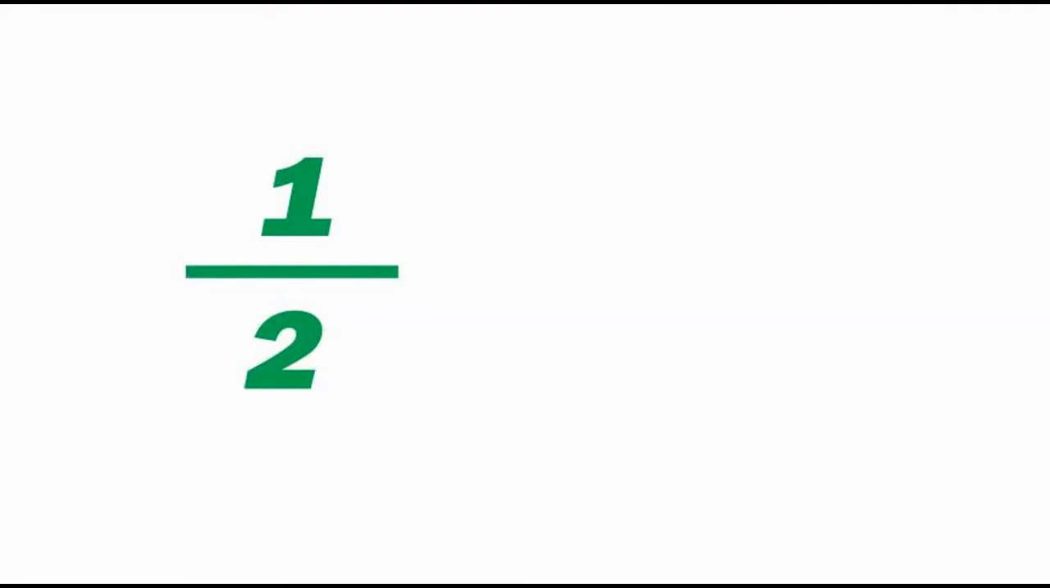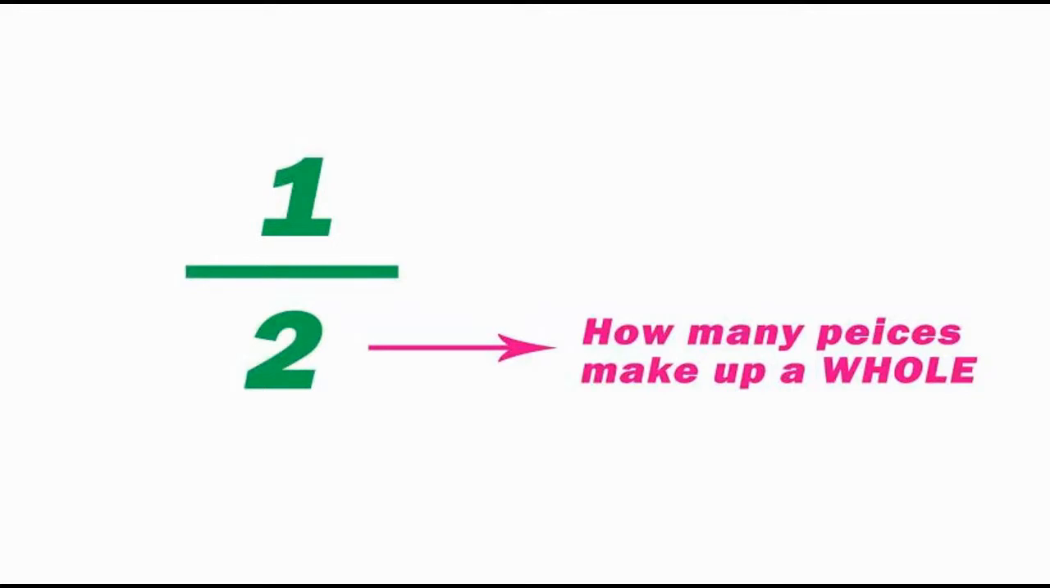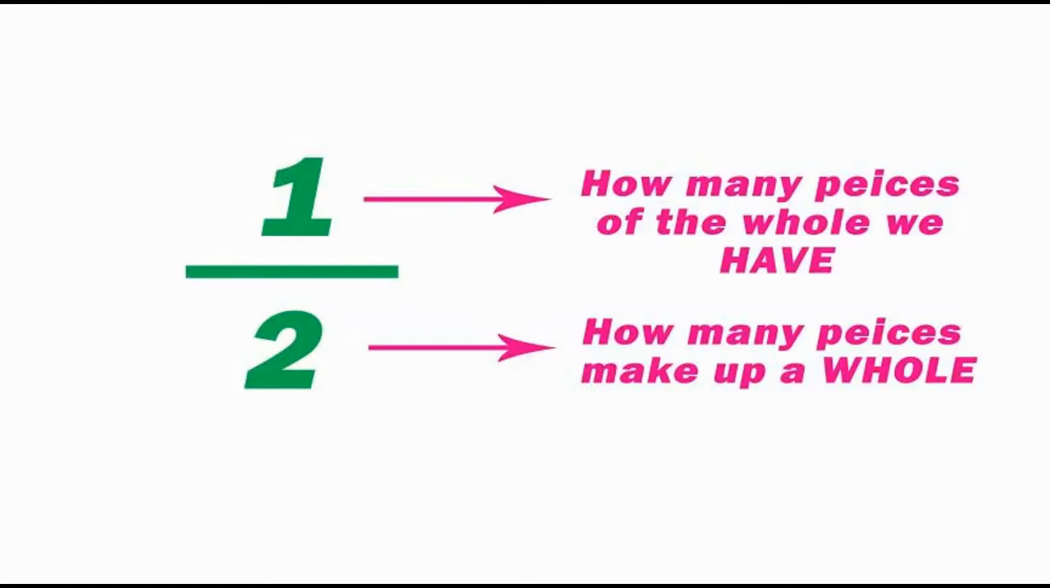We had 1/2 of a cookie. That fraction looks like a 1 over a 2. We know that the 2, that bottom number, is going to show us how many pieces we had that made up our whole cookie. This number on top, the 1, shows us how many pieces of the whole cookie that we actually have.